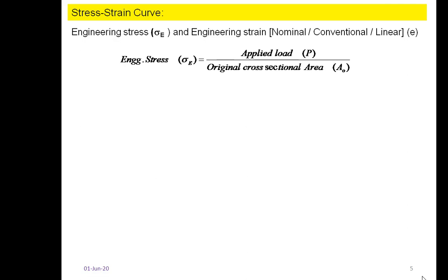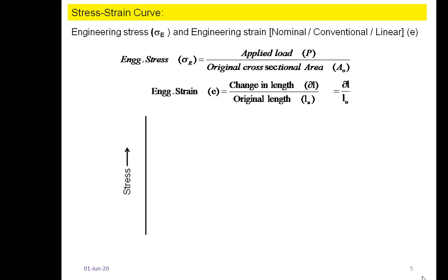Now we will discuss about the stress strain curve. With the help of this stress strain curve, we will discuss about engineering stress denoted by sigma E and engineering strain. It is also called as nominal strain, conventional strain or linear strain. It is denoted by small letter e. The engineering stress, it is nothing but the ratio of applied load to the original cross-sectional area. Engineering strain is the ratio of change in length to the original length.